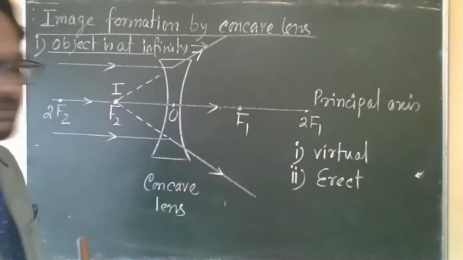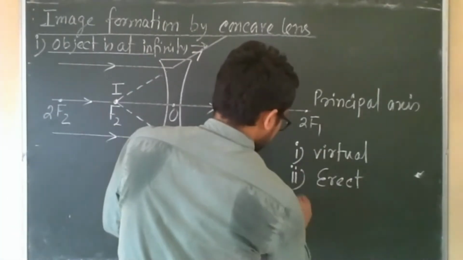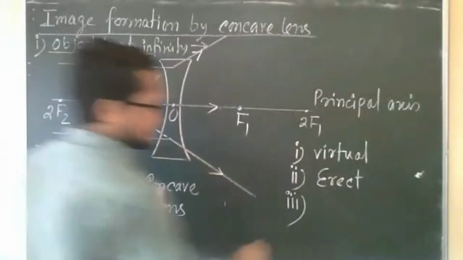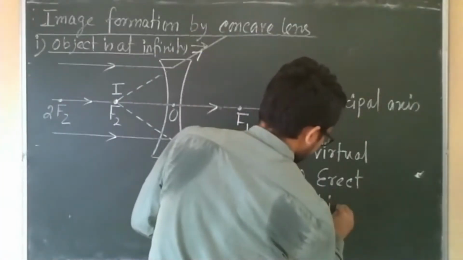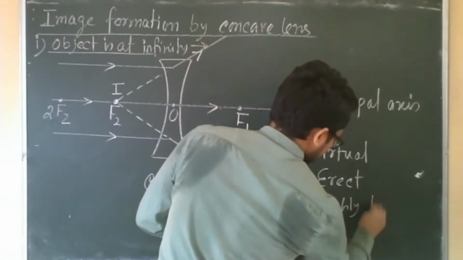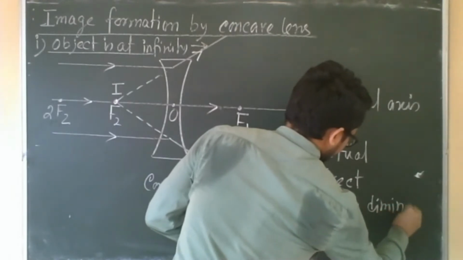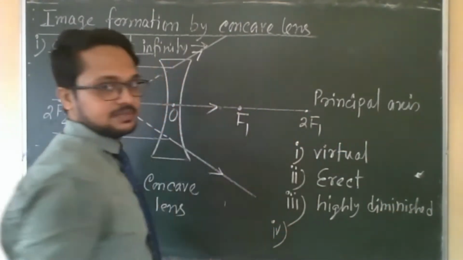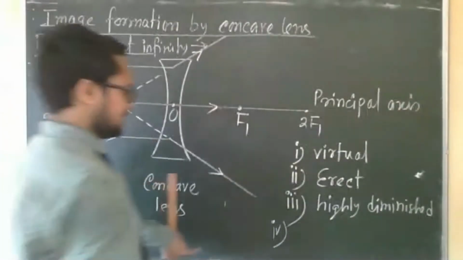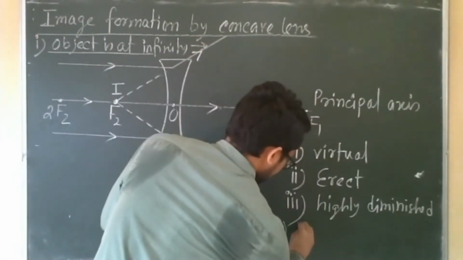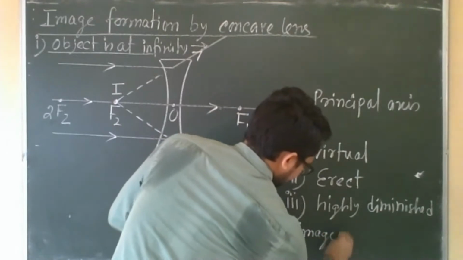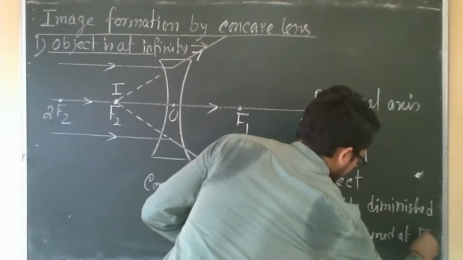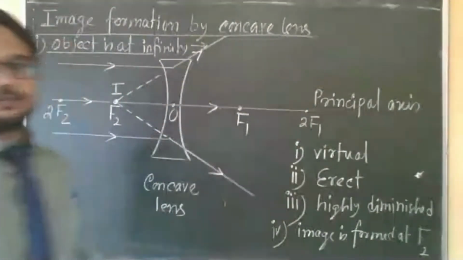So whenever you are getting a virtual image, that means erect. Second point, you'll write erect image. Third point, you'll write highly diminished, because all the rays are meeting at this particular point, so the image will be a point image. And fourth point, the image is formed at second focus. So these are the few things.